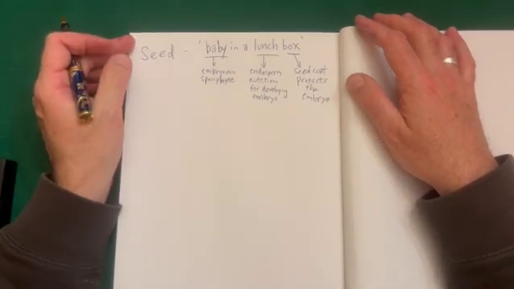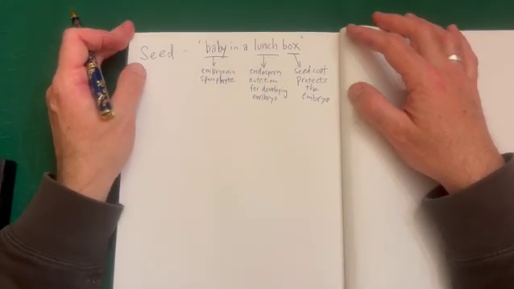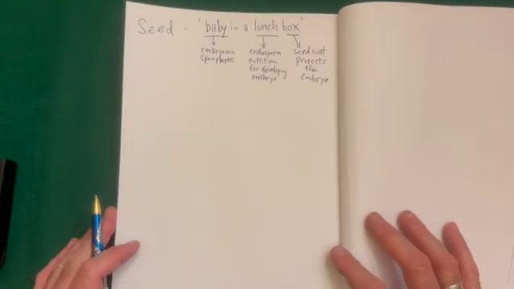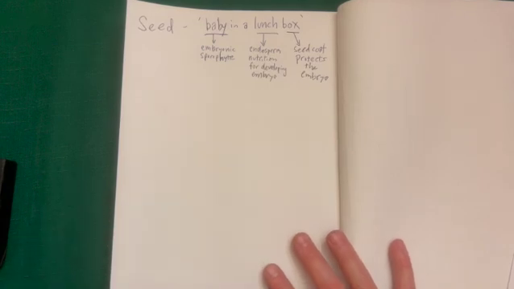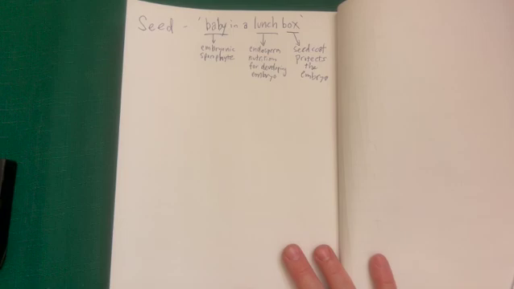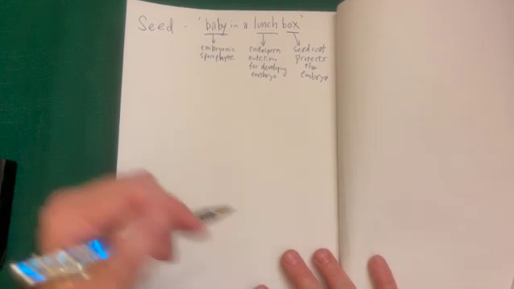Well, when you put it that way, being a baby in a lunchbox doesn't sound quite so bad because, hey, you're safe and you've got a nice something to nibble on while you're in there, which is great before you can be fully photosynthetic and able to function on your own.